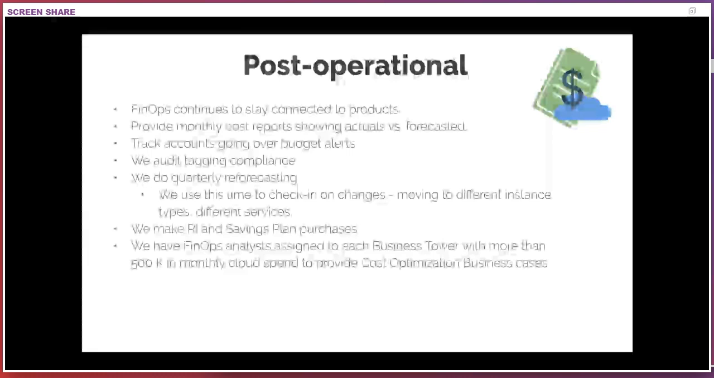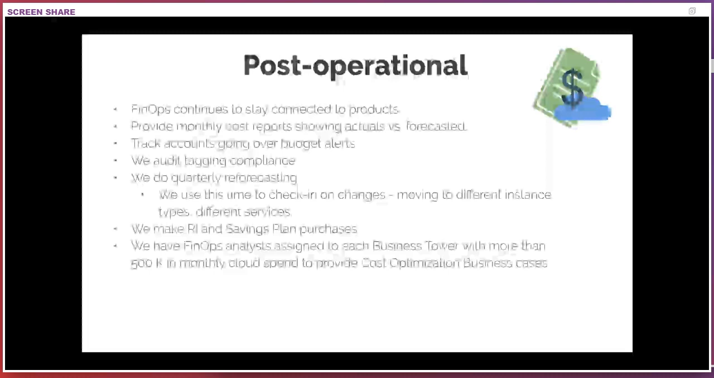We do quarterly forecasts, so we go ahead and forecast all, you know, we have over 1,000 products. We forecast them all. We go check in with the managers and see if anything's going to change that makes it significantly different from this forecast, and we get them to agree to the forecast, and then we help submit that on behalf of them to finance. We make all RI and savings plans purchases, and then we also have FinOps analysts assigned to each business tower. So a business tower for us is anybody that's spending more than $500K per month in cloud spend. We provide them cost optimization business cases. And that's what I kind of want to show you next.